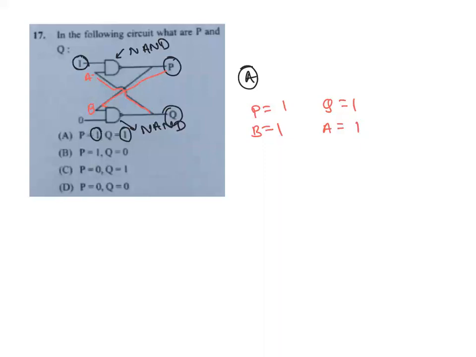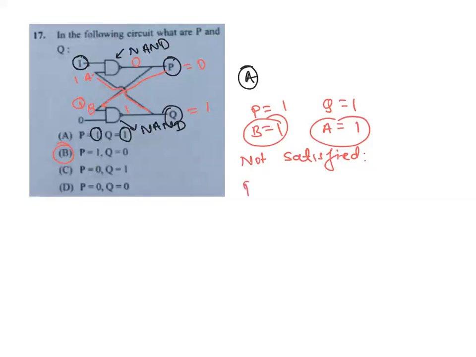Okay, suppose B equal to 1 and A equal to 1, then the output of the NAND gate is how much? The output of this NAND gate for 1 and 1 is 0, and for 0 and 0 the output is 1. So P must be equal to 0 and Q must be equal to 1. So that's the reason the condition is not satisfied for option A. Okay, let me take option B now.